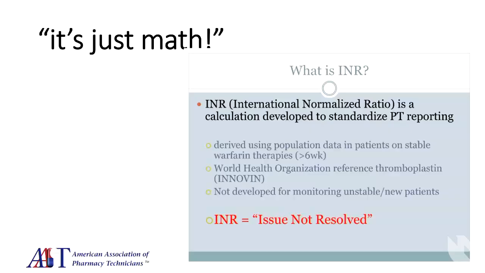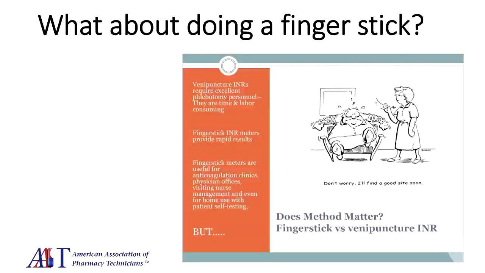It's also important to know that the INR was developed using a very specific thromboplastin called Innovin. It's very, very sensitive. Most labs are using reagents that are not quite that sensitive. Theoretically, the INR calculation takes all of that into consideration, but it is not a perfect system. So I stole this from somebody, issue not resolved. INR is supposed to be international normalized ratio, but it's really issue not resolved.